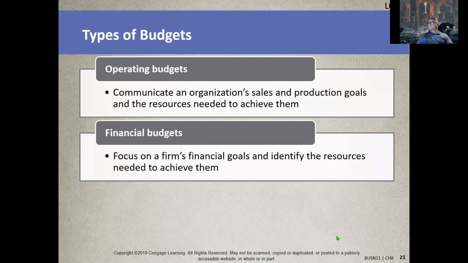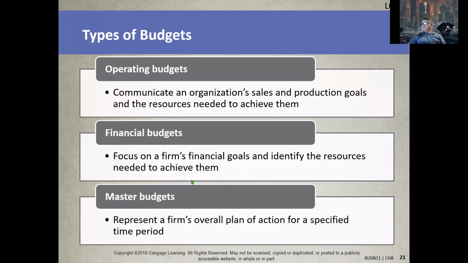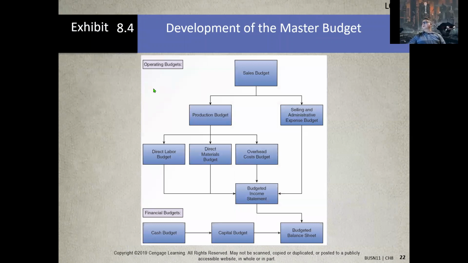Financial budgets focus on a firm's financial goals and identify the resources needed to achieve them. And master budgets represent a firm's overall plan of action for a specified time period. All right, so master budget, okay, developing it, you have a sales budget, production budget, selling and administrative expense, but it's expensive to have salesmen out there.